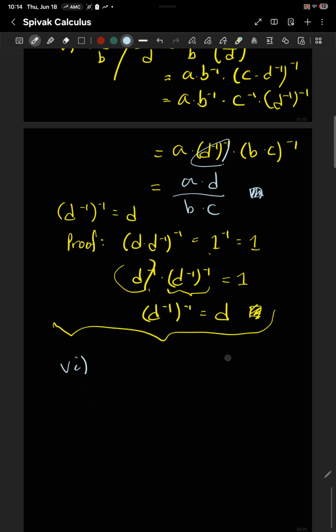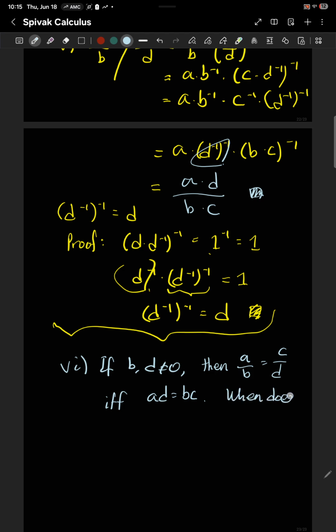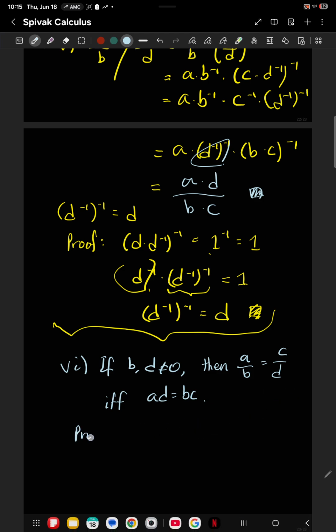Number 6. If D is not equal to 0, then A over B is equal to C over D if and only if AD is equal to BC. Let's prove this first, because it is also asking us to determine when A over B is equal to B over A, but let's do that after proving the first one. Okay, proof.